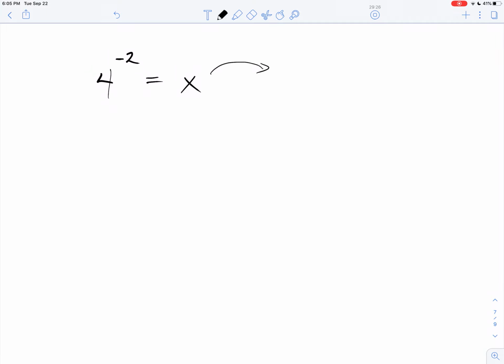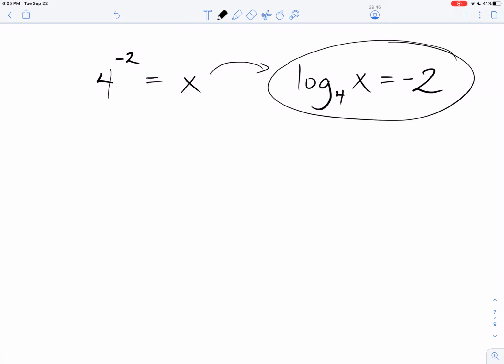What if I started you with a statement that looked like this? 4 to the negative 2 equals x. And I said, rewrite this as a logarithmic statement, or convert it. Pause it and try it. Okay, here we go. It would be log, but what's the base now? The base is 4, because the base stays the base. The other two flip-flop. Bam, that's my answer. All I'm doing is asking you to convert something.